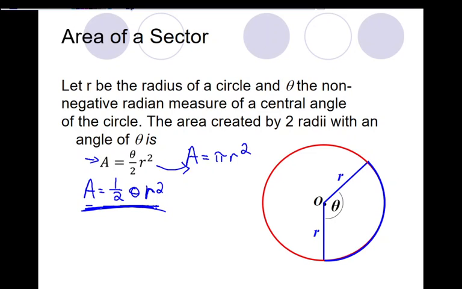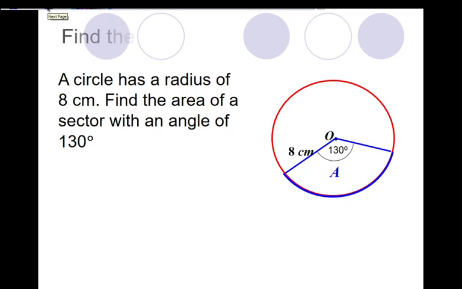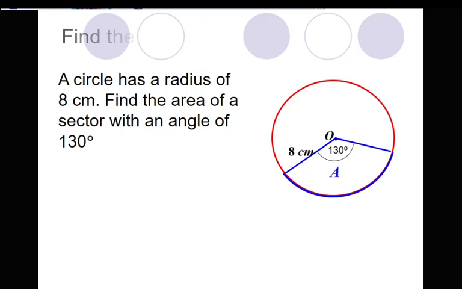All right. So really simple example. A circle has a radius of 8 centimeters. Find the area of a sector with an angle of 130 degrees. Okay? So we're finding area of a sector. First thing you should always do when you're doing a problem like this is write down the equation you're going to use. Well, we're using the area of a sector, which is 1/2 theta r squared. Well, area is what we're trying to find. Do we know what theta is? Sort of. We know theta is 130 degrees, but we need it in radians. Do we know what my r is? Yep. My radius is 8.